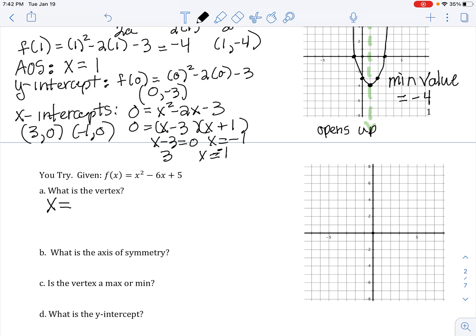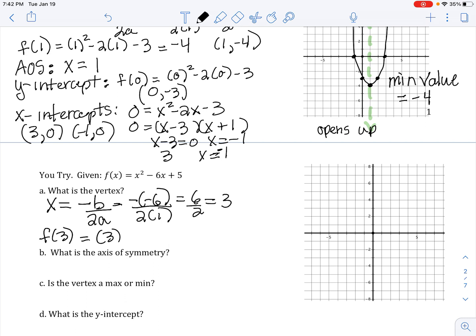Okay, so let's see if you got it right. So x equals the opposite of b over 2a. And so that's going to be the opposite of -6 over 2 times 1. So that's 6 over 2, which is 3. Then you're going to plug that 3 back in, which is essentially doing f of 3. So that's 3 squared minus 6 times 3 plus 5.